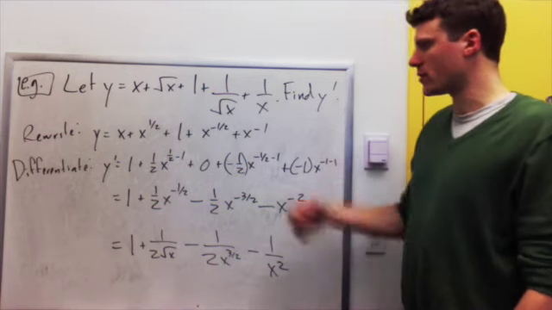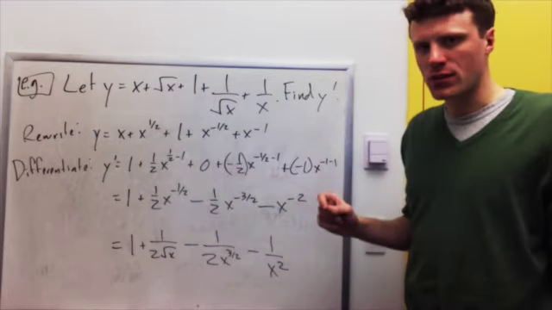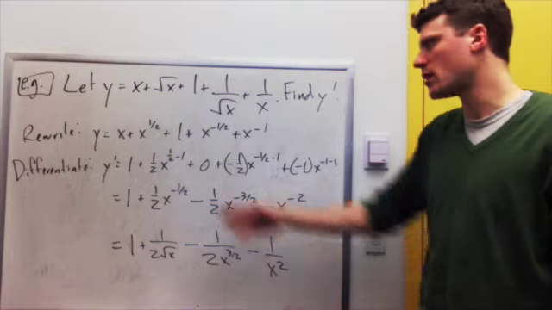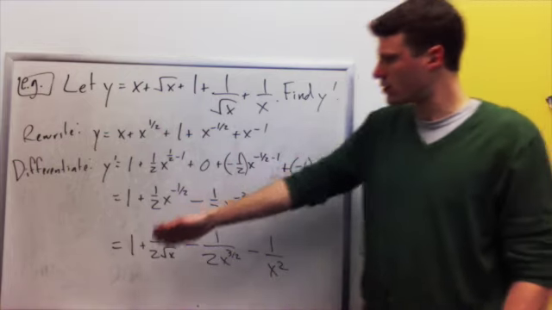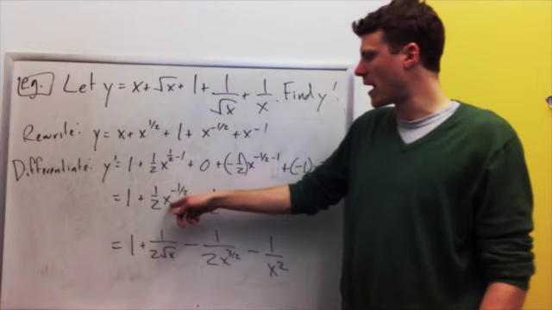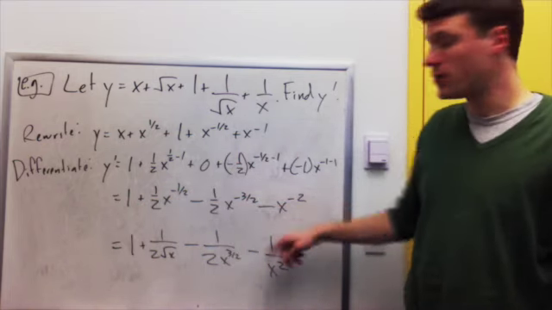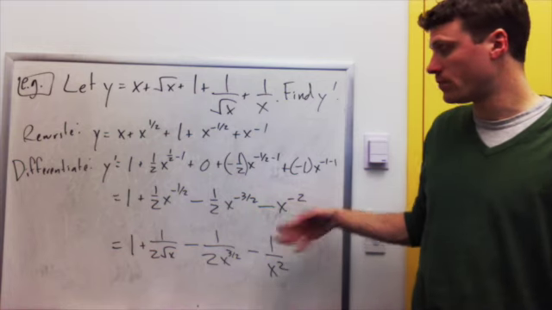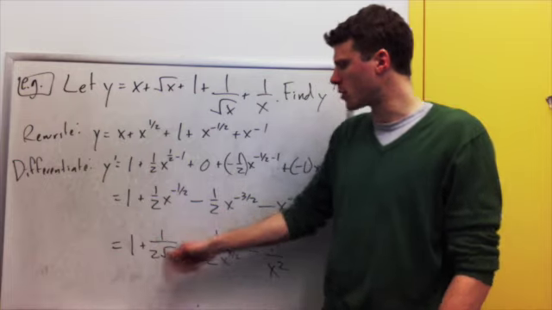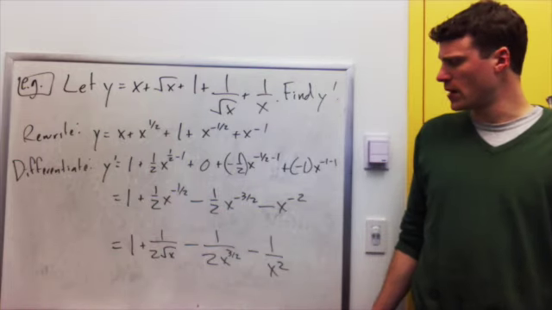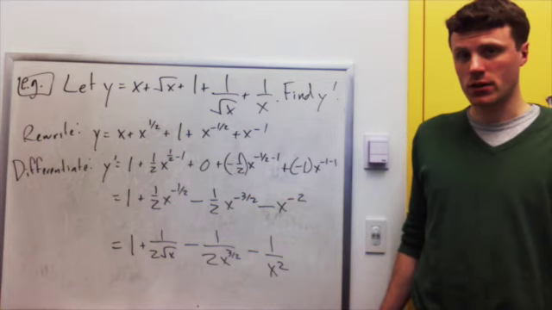Okay, now let's start simplifying. When I'm dealing with fractions or negative numbers and exponents, I like to be careful sometimes and write minus 1 instead of just trying to do the subtraction in my head. So, when I simplify, I get 1 plus 1/2 times x to the minus 1/2, minus 1/2 times x to the minus 3/2, minus x to the minus 2. That's good enough, but if you want to make it look a little prettier, you can rewrite it as 1 plus 1 over 2 root x, minus 1 over 2 x to the 3/2, minus 1 over x squared.